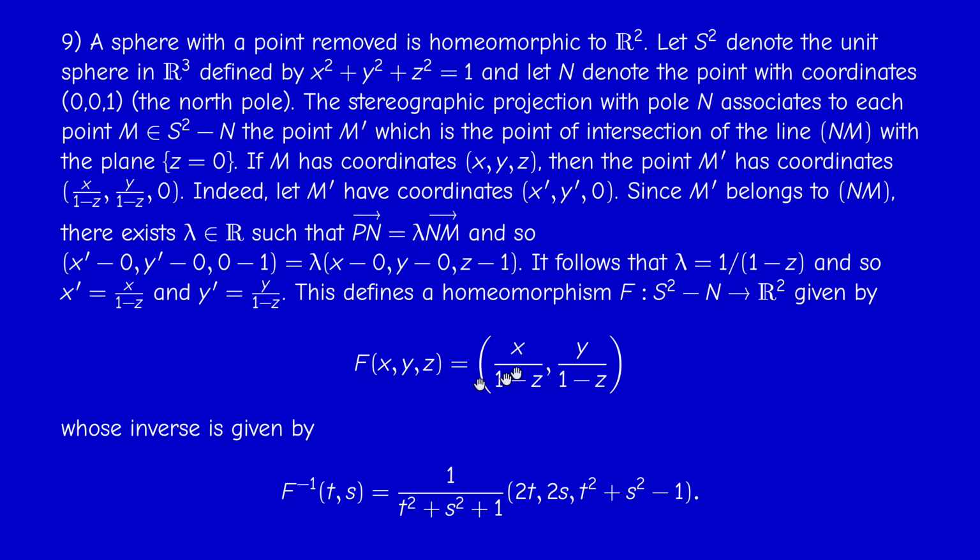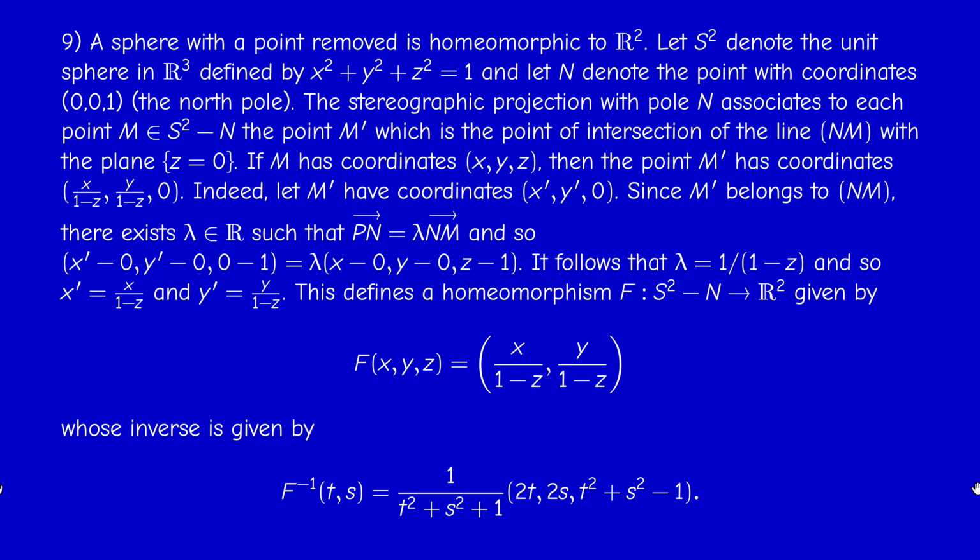So f of (x, y, z) has first component x over 1 minus z, second component y over 1 minus z. And if you solve the equation (x over 1 minus z, y over 1 minus z) equals (t, s), you will find a formula for f inverse. It's very close to the previous one. So this is what you call the stereographic projection. And of course, you may see variations. Instead of projecting on the z equals 0 plane, you can project on the plane z equals -1. You get a slightly different formula, but it's the same idea.